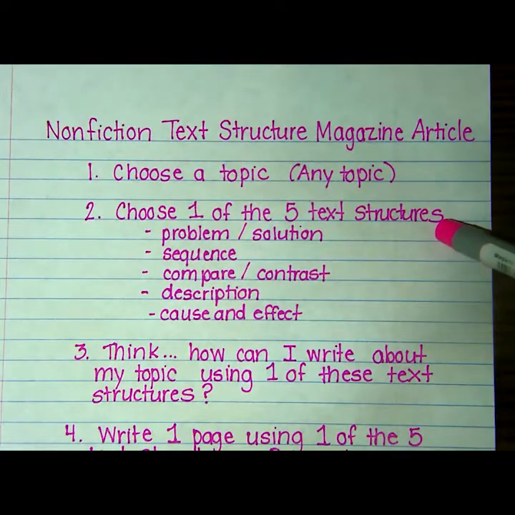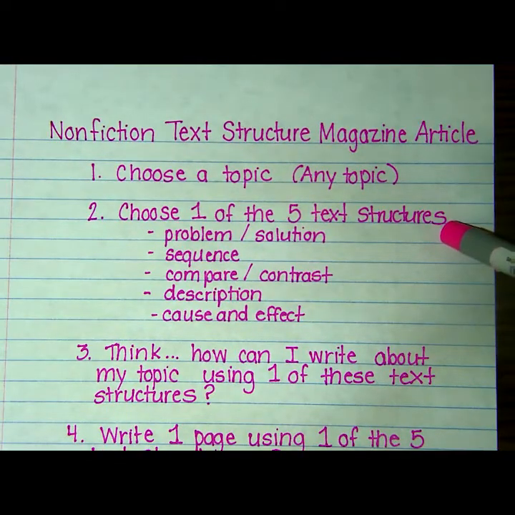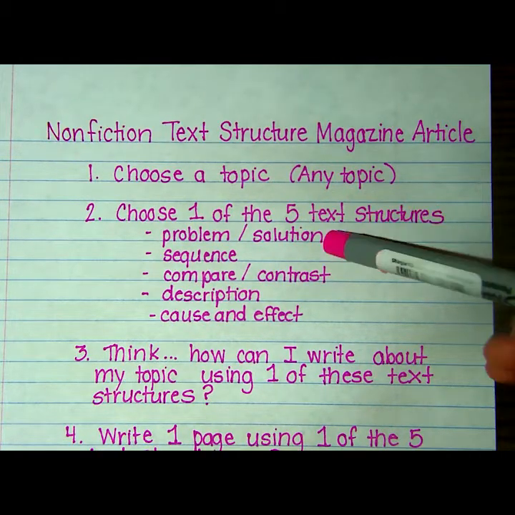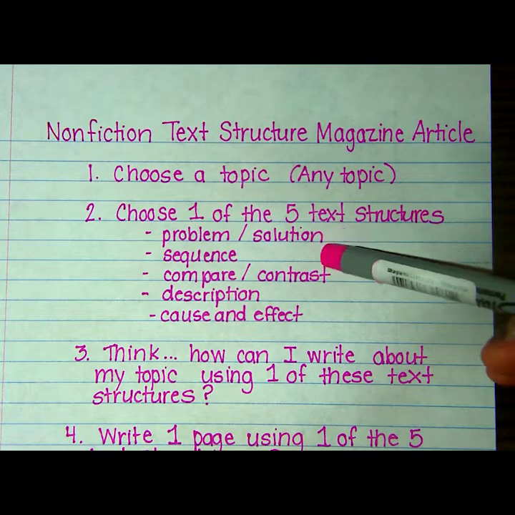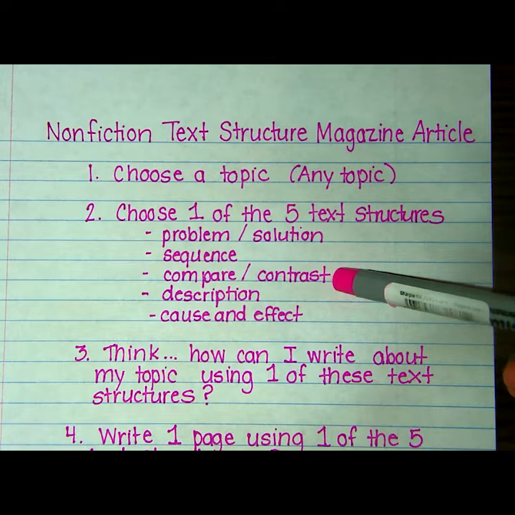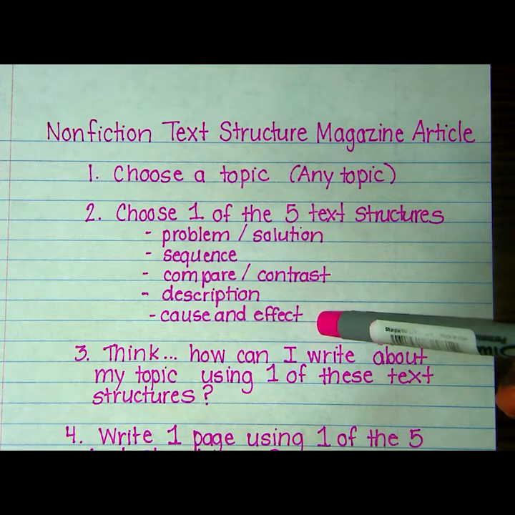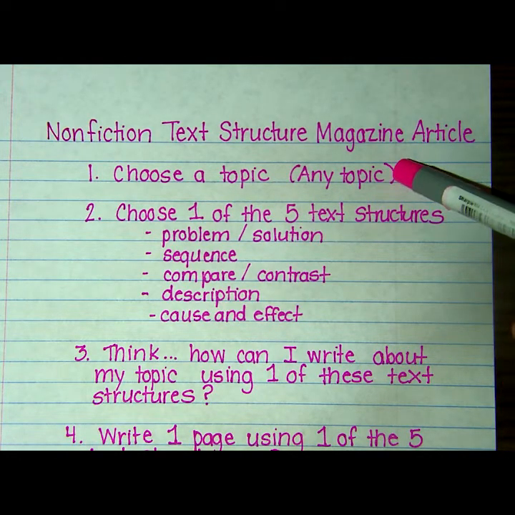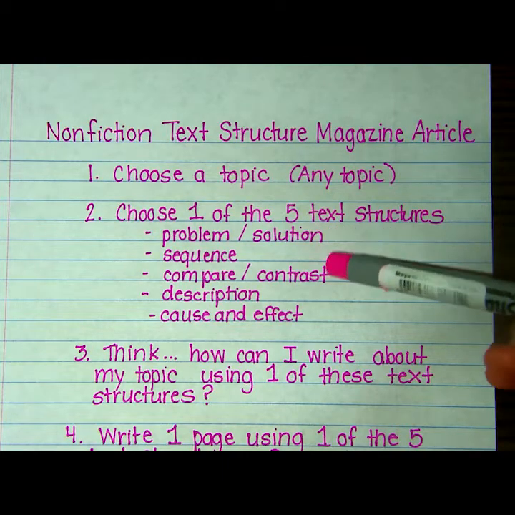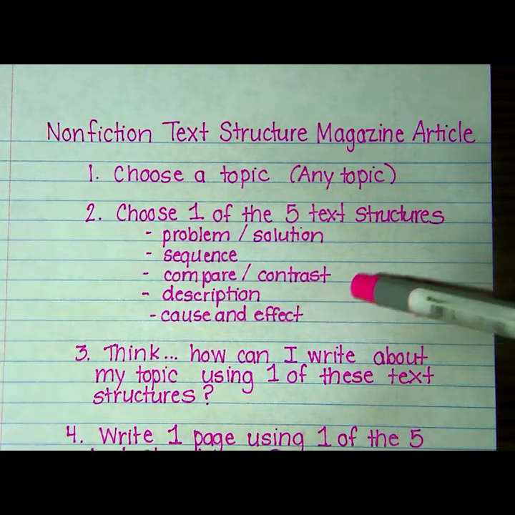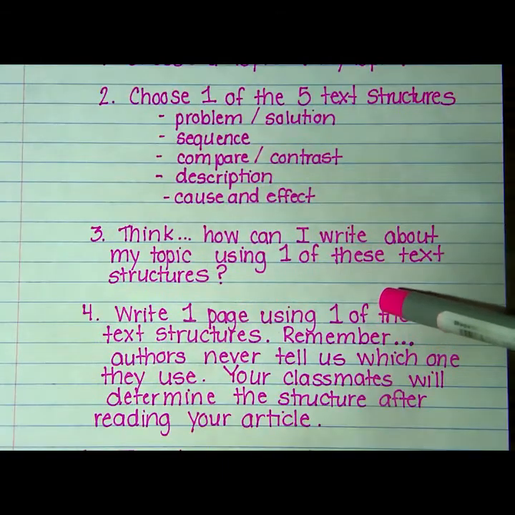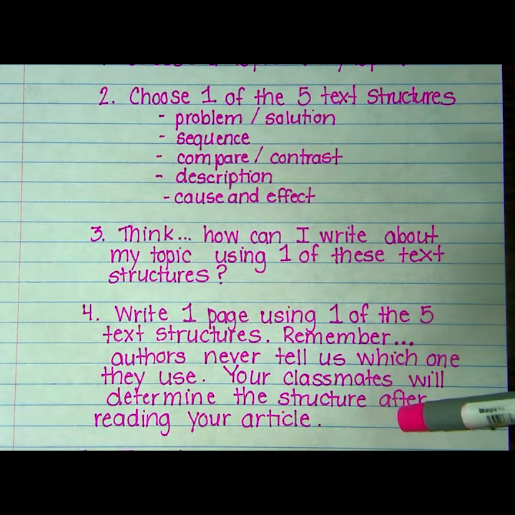So we went through and we reviewed those text structures yesterday, and we know that they are problem solution, sequence of events, comparing and contrasting, description, and cause and effect. So after you've selected your topic, then you're going to choose one of these text structures that you want to use. Step 3, you're going to think, now how can I write about my topic using one of these text structures?